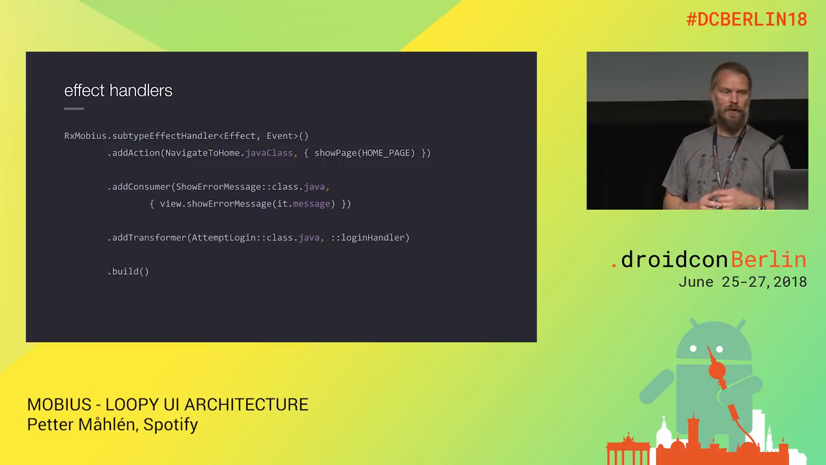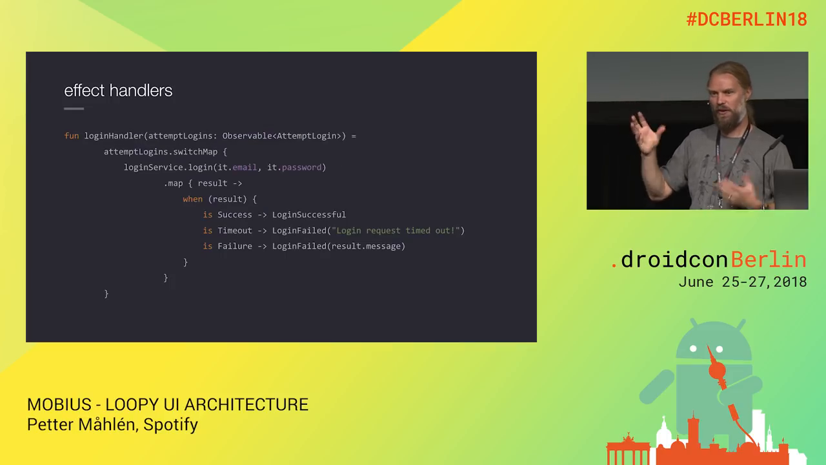And then the final thing that's here is the transformer, which is the most complicated, where you use an Rx transformer. A transformer is a function from observable of one thing to observable of another thing. And for the login, where we actually will emit events, that's what we're using. And the fourth one, which isn't displayed, is when there is a synchronous one-to-one mapping from event to effect, then you can just add a function that does that mapping for you as well.